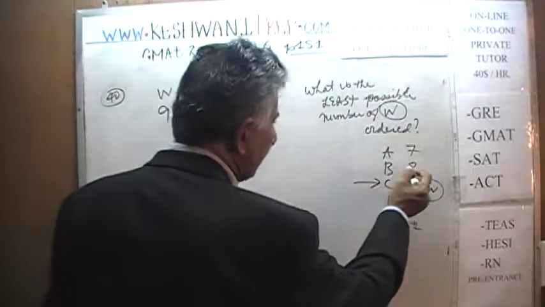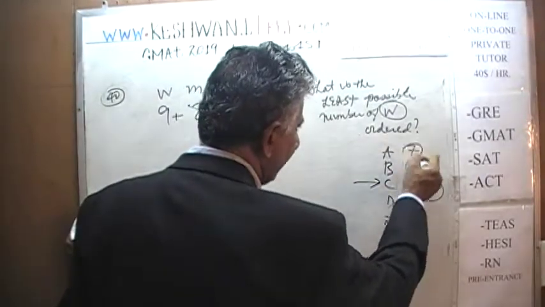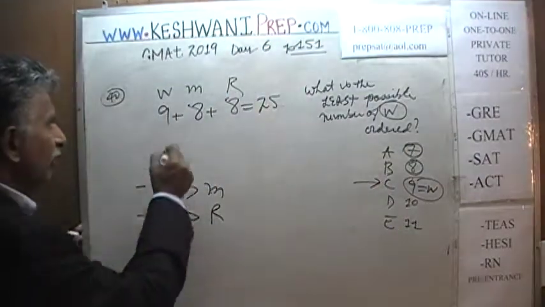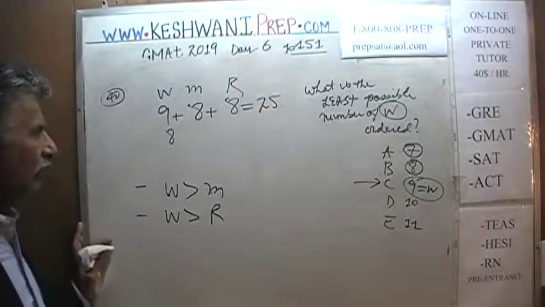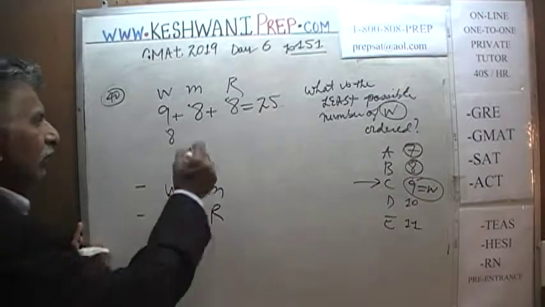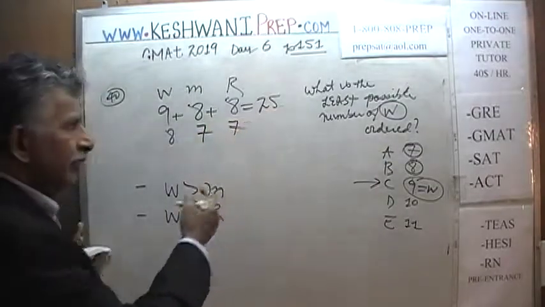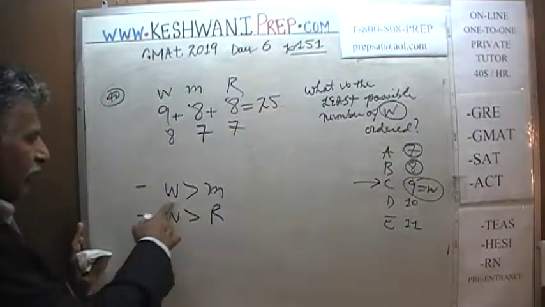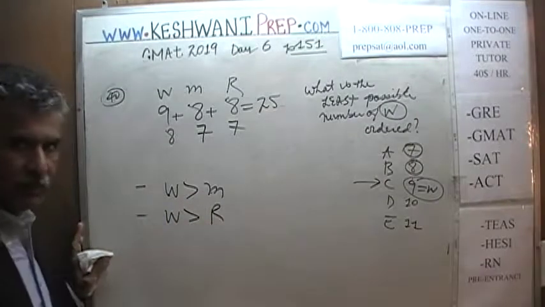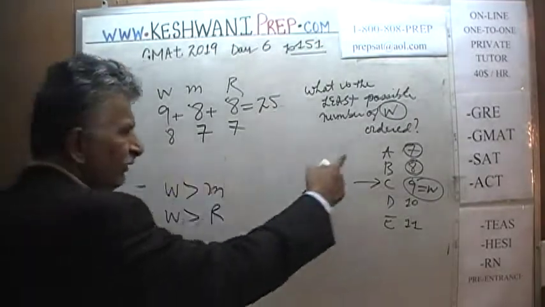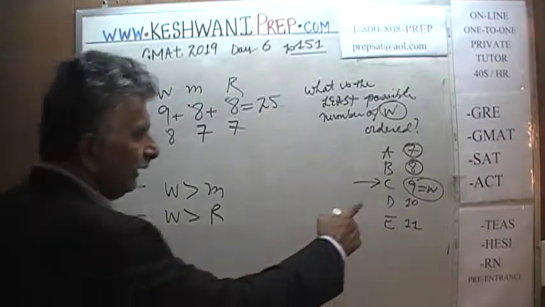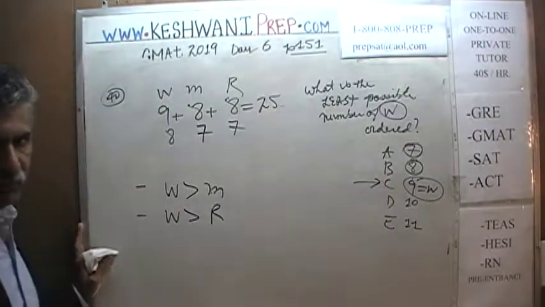You will see that if you were to try 8, it would not have worked. Even though 8 is smaller than 9 and 7 is smaller yet, it would not have worked. Because if you order 8 of the W, the most we can order of M and R is 7 each. That's not going to add up to 25, because W has to be more than M and W has to be more than R. It's not going to work. And obviously, if 8 doesn't work, 7 is not going to work. And 10 is a little bit too much.